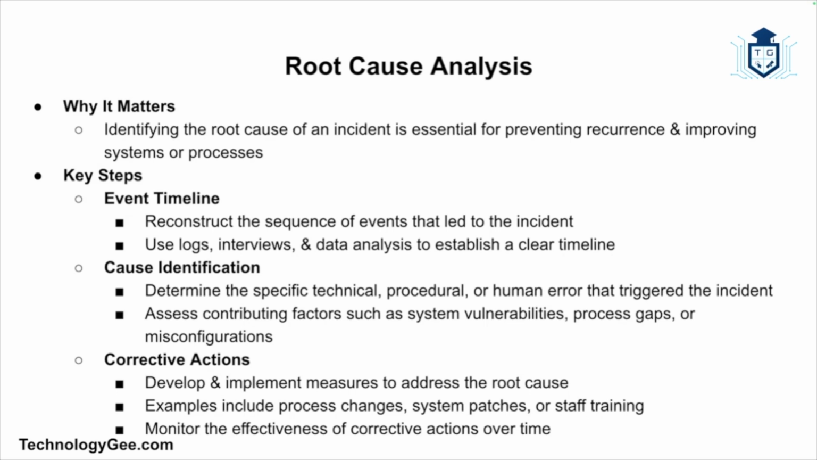Next, we have what is called root cause analysis. Understanding the root cause of an incident is critical to prevent recurrence. And the steps here, you want to establish an event timeline. So you want to reconstruct the sequence of events leading to the incident. Next is cause identification. So you want to determine the technical or procedural failure. And then we have corrective actions. You want to implement measures to mitigate future risks.